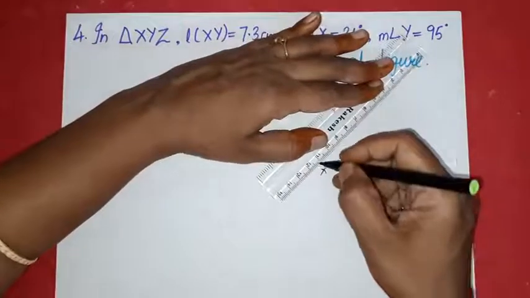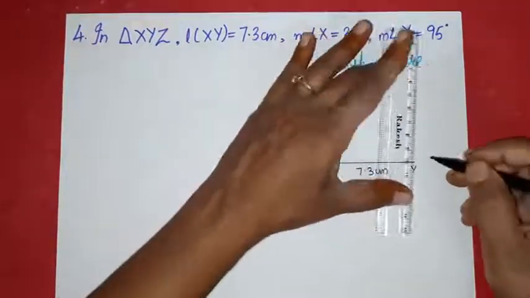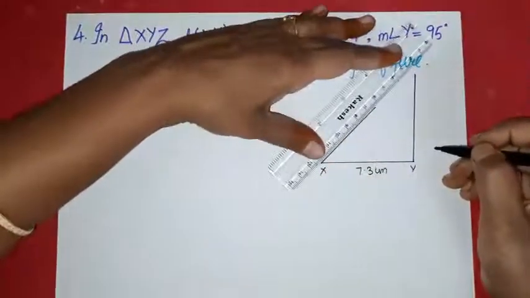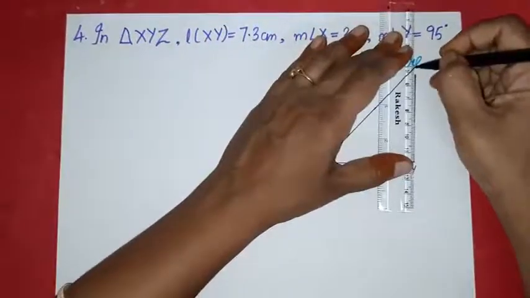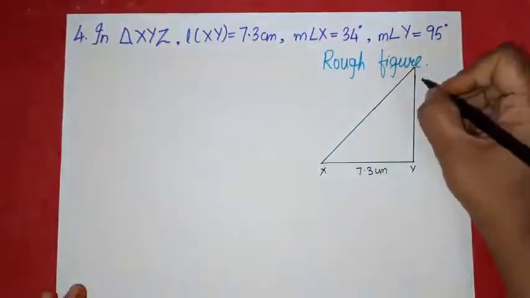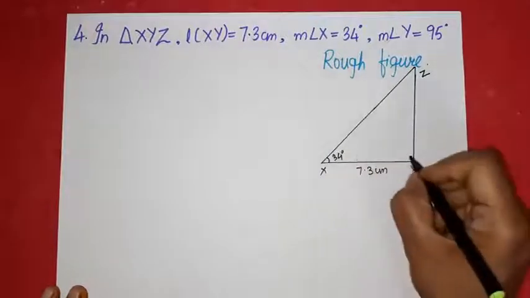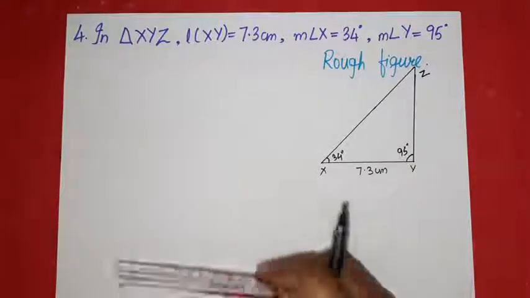34 degrees is an acute angle, so we will show an acute angle in the rough diagram. 95 degrees is an obtuse angle, so we will show an obtuse angle in the rough diagram. Now join these two. This will be the vertex Z. Now write the measures here, 34 degrees and 95 degrees. Now we will draw the exact diagram.